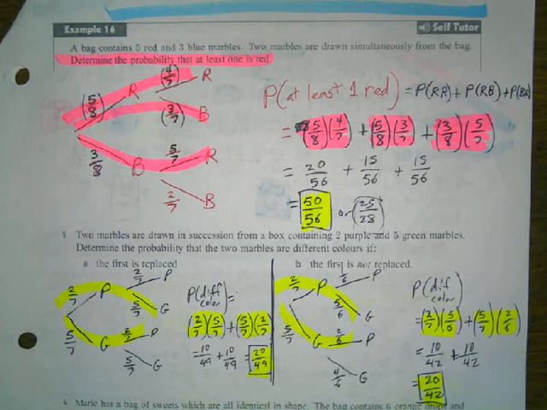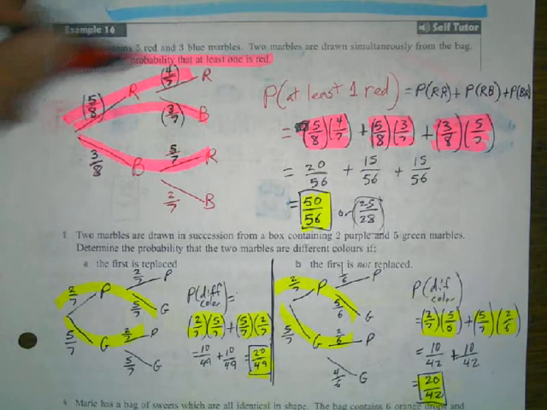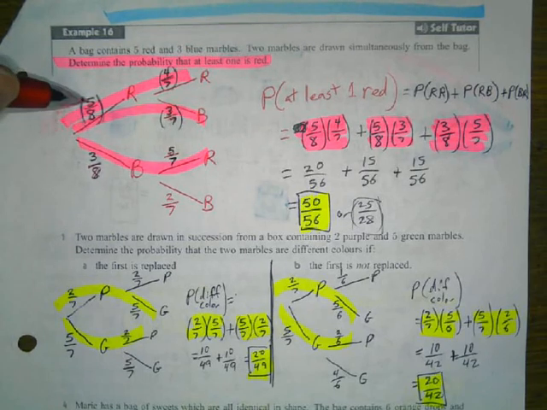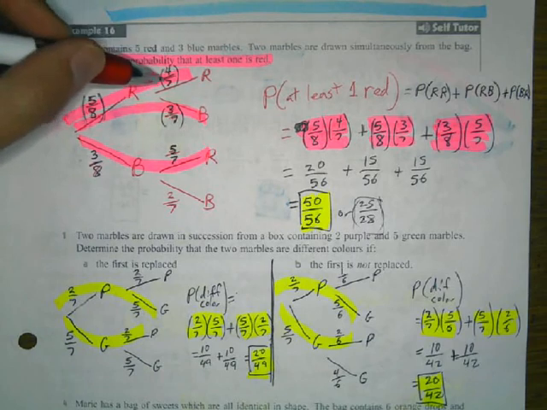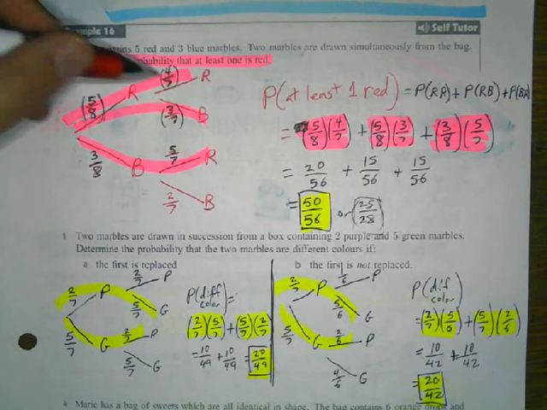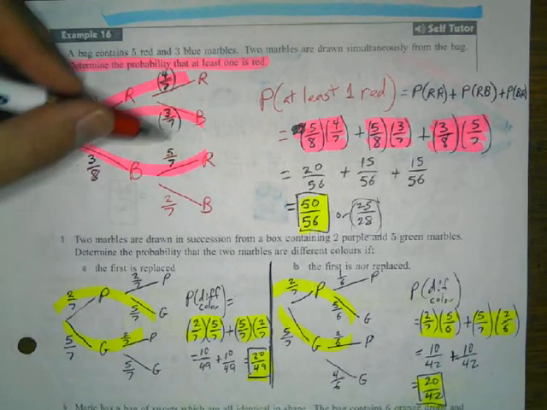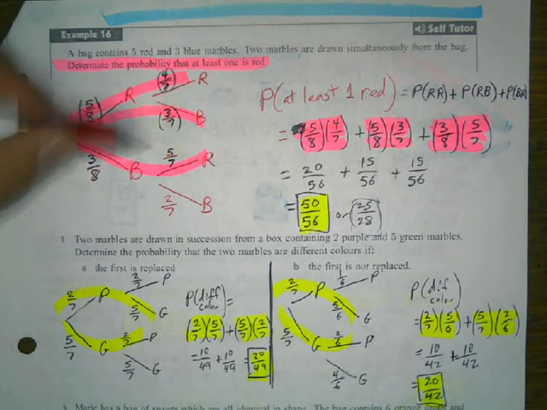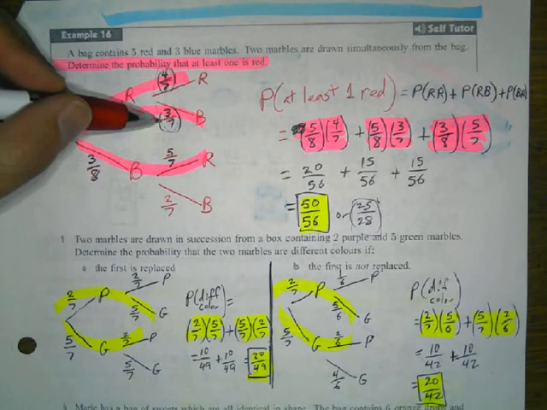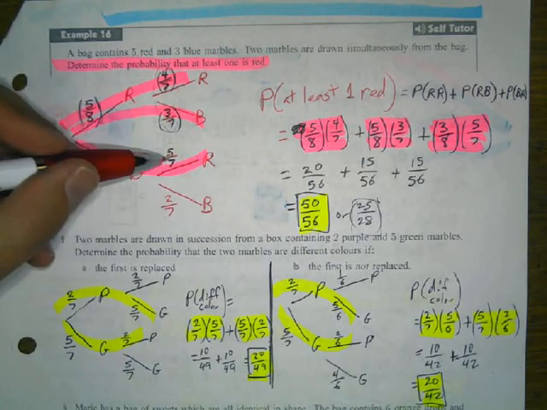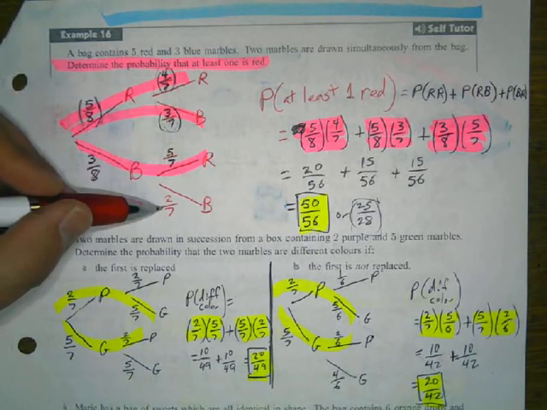Now, we started off with 5 out of 8 marbles. If I've taken one of the red marbles out, this numerator becomes a 4. And we also only have 7 marbles to choose from when we're doing our second thing. You know you've set up the tree right if these two things add up to 1, right? 4/7 plus 3/7 gives me 7/7. Same thing here. 5/7 plus 2/7 gives me 7/7.